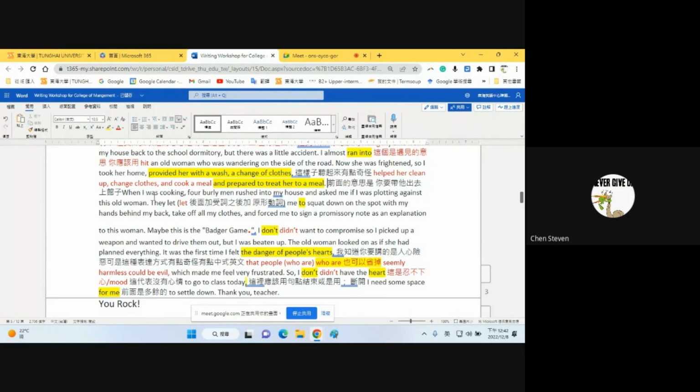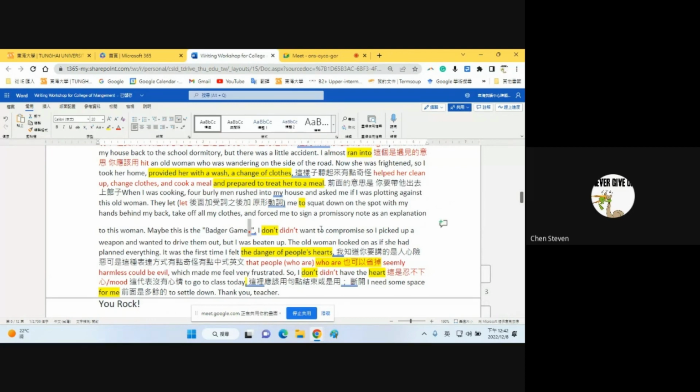Okay. And so when I was cooking, 4 burly men rushed into my house and asked if I was plotting against the old woman. They let me squat down. So, the "to" is not necessary. I explained, let 后面受词要加原形动词. Okay, on the spot with my hands behind my back and took off all my clothes and forced me to sign a promissory note as an explanation to this woman. And maybe this is a Badger game, okay? 是一个仙人跳。And then, 这里, here, the period should go into the quotation, not outside. And students constantly make this mistake.